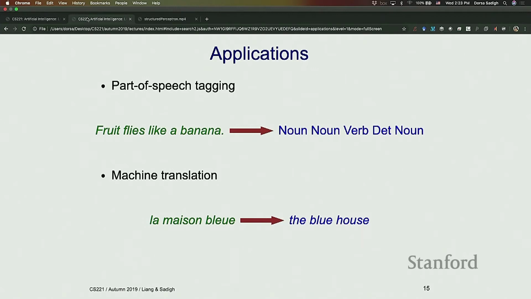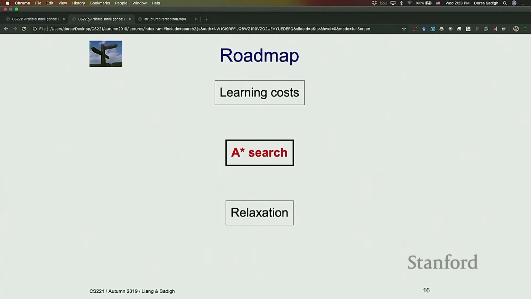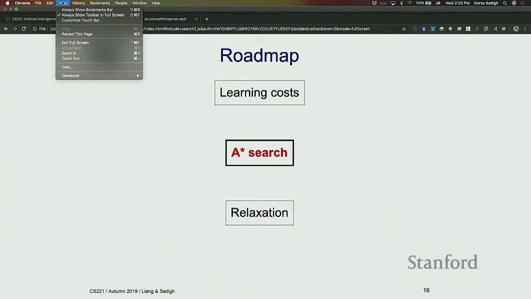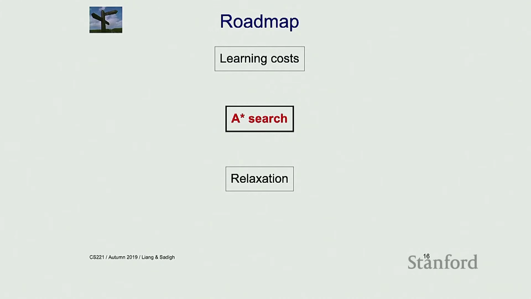Okay. All right. So now let's move to A star search. We've talked about this idea of learning costs. So we've talked about search problems in general, doing inference, and then doing learning on top of them. Now I want to talk a little bit about making things faster using smarter ideas and smarter heuristics.